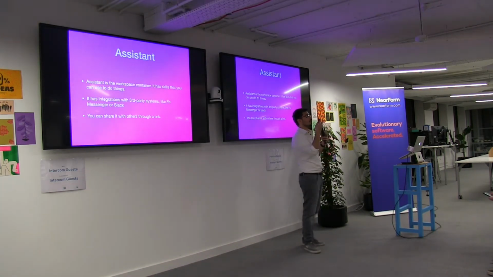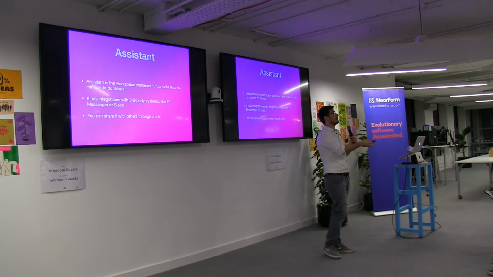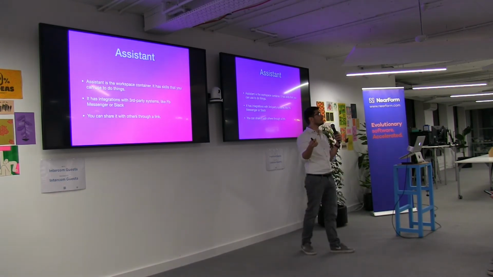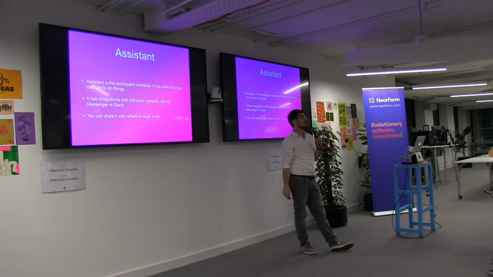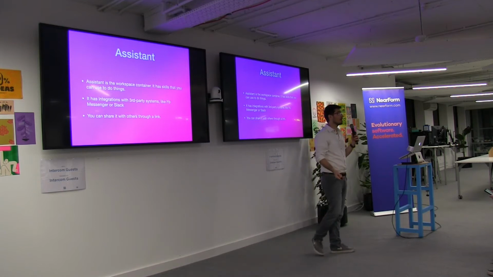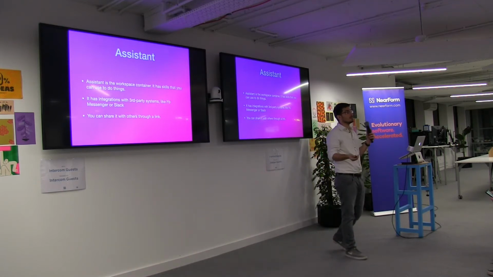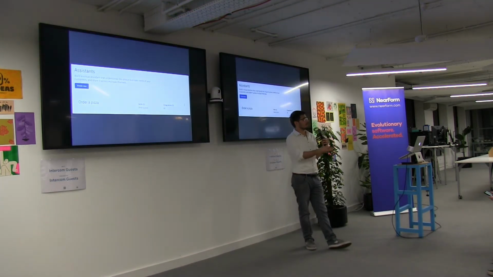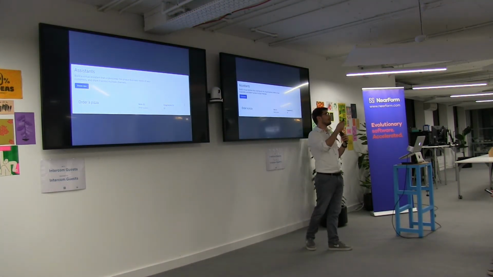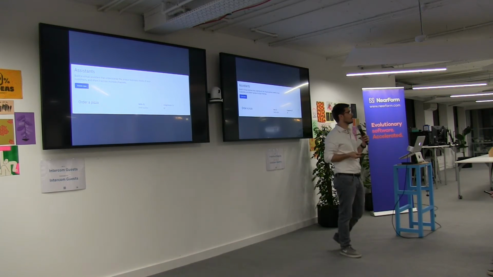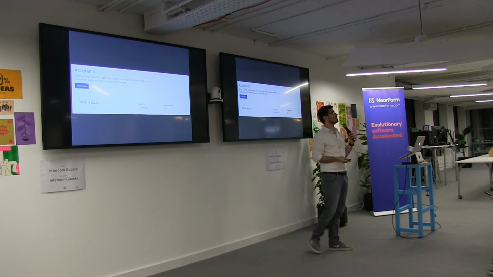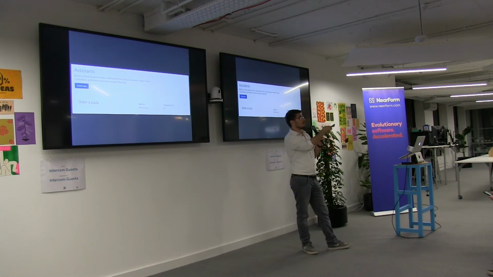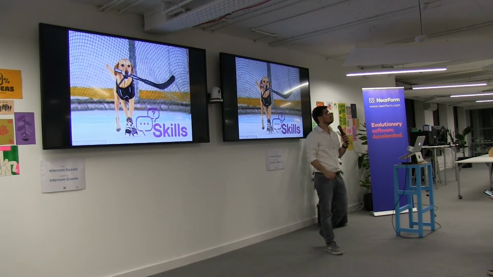So as I said, it has skills it can use to do things. It integrates with third-party systems like Facebook Messenger or Slack, and you can share it with people through a link. So it's really nice. It looks like this. You have an assistant. You can call him Joe, like order a pizza, just to make it consistent with everything else. You've got your skills and your integrations here. And that's what it is.